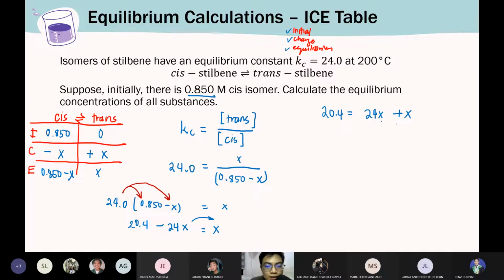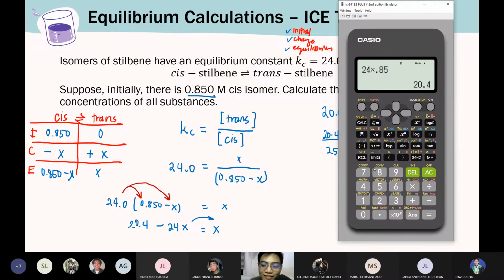Ito, same sila ng x na. So, pwede mo ipag-add yung kanilang coefficients. So, 24x plus x, 25x. Okay? So, pwede mo i-add yung coefficients, ha? Okay. That will become 25x equals 20.4. Divide mo na lang by 25. And then you'll get the answer. So, x is 0.816.